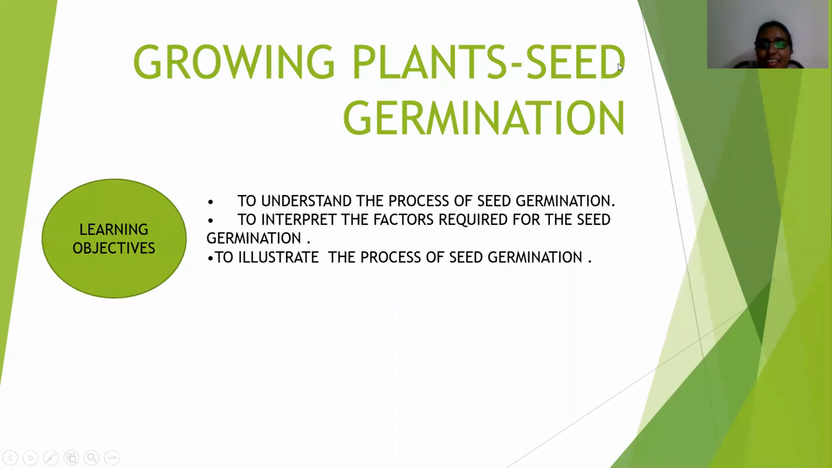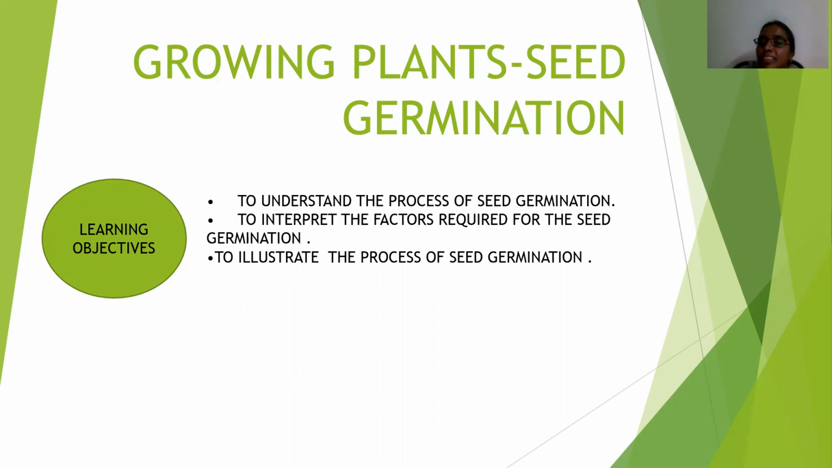Hello children. So we all know that we are discussing growing plants. In our last classes, we learned many things about growing plants. We understood reproduction and the types of reproduction in plants, and also the structure and function of a typical seed, and we also understood seed dispersal. So this is how we learned many topics.